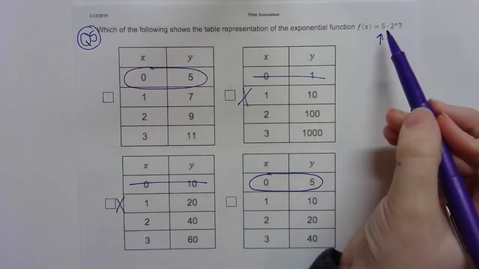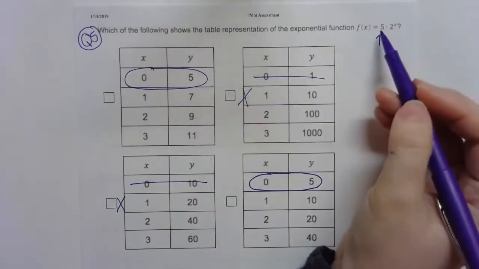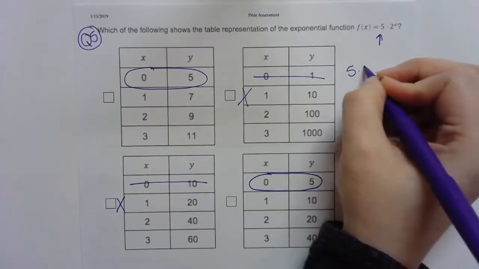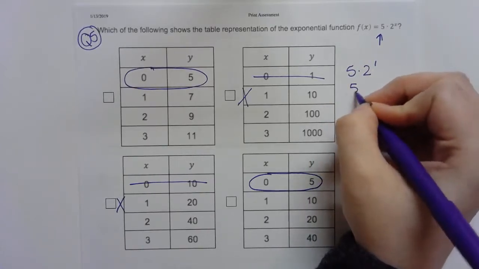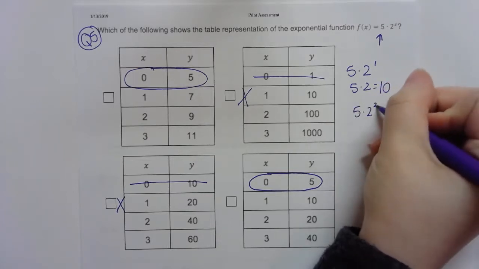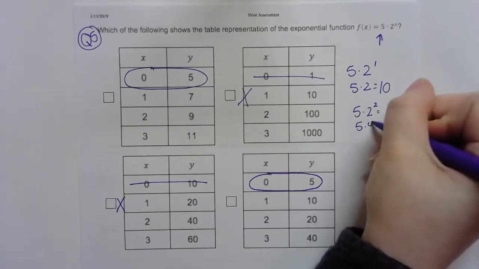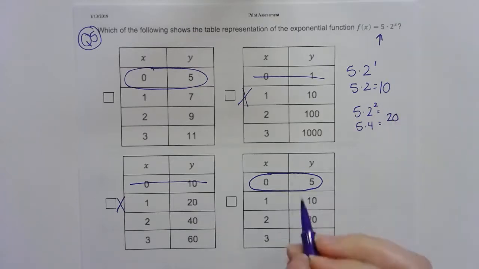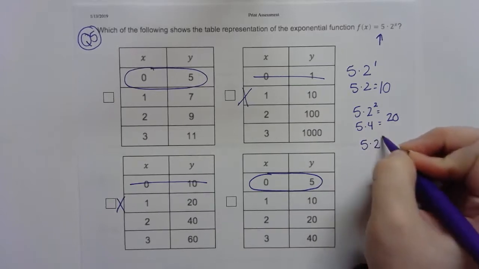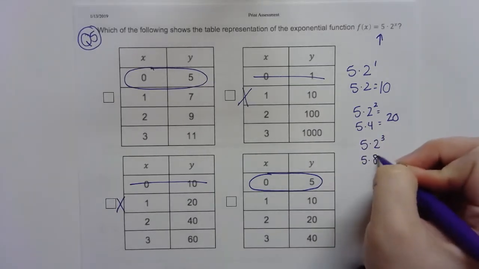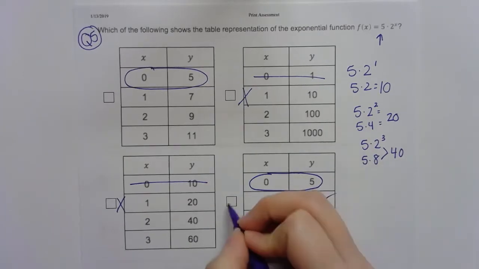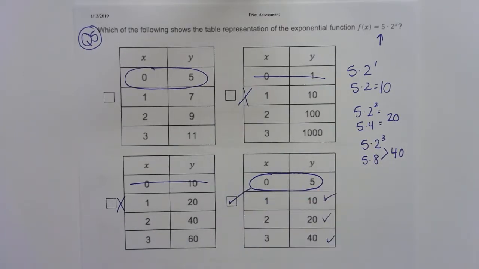You also could just sub in the points. So put in 1, so 5 times 2 to the first. 5 times 2 is 10. 5 times 2 to the second, 5 times 4 is 20. And then 5 times 2 to the third, that's 5 times 8, which is 40. So all 3 of these points check out, so that's my table.